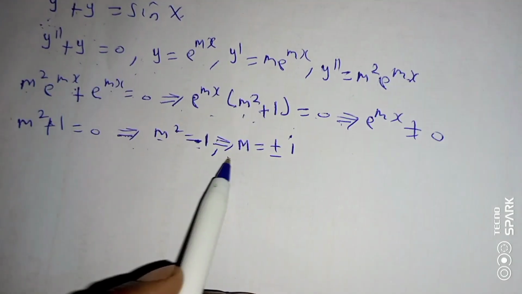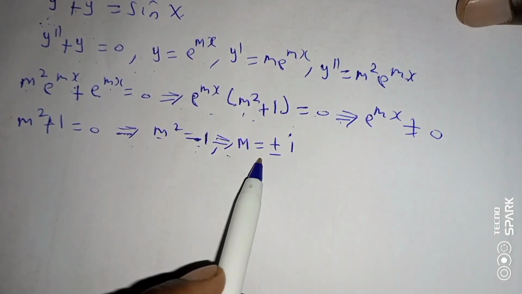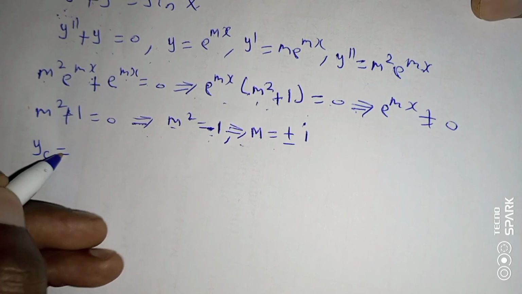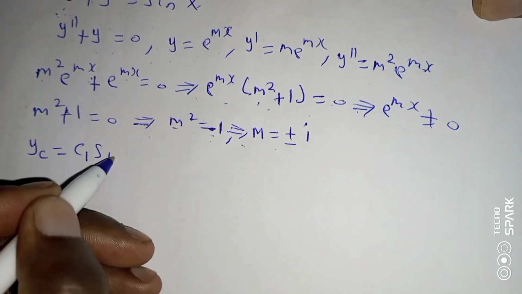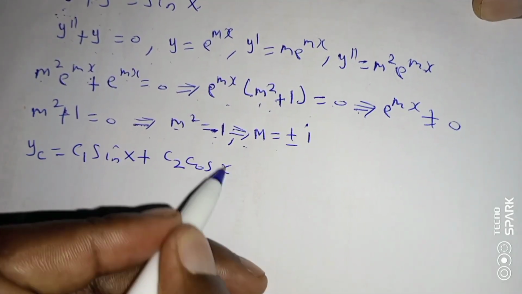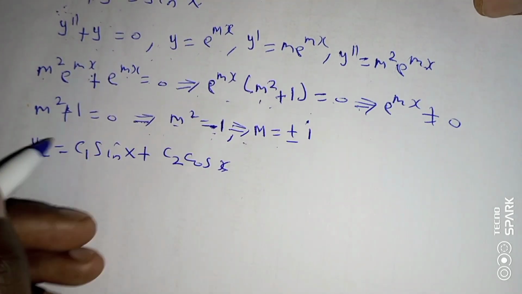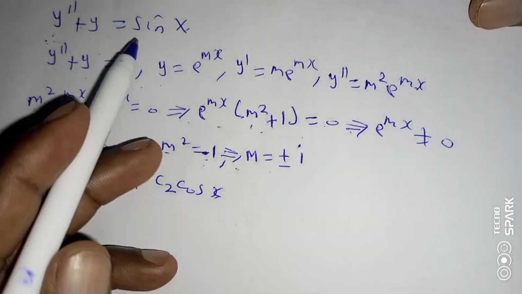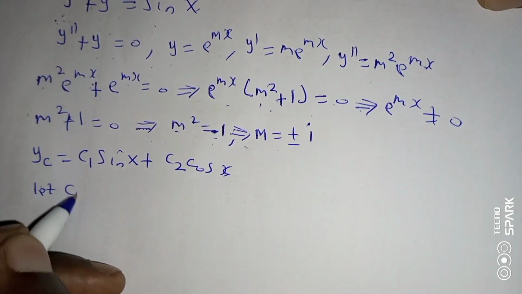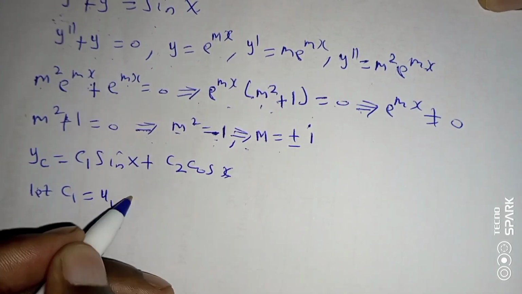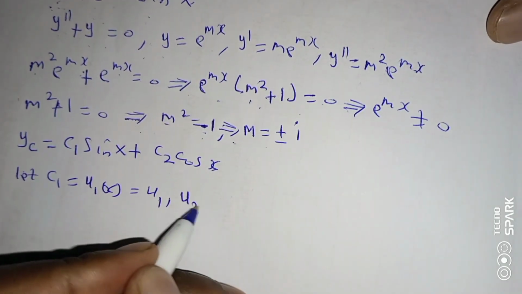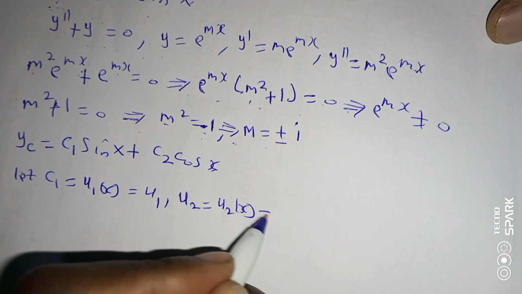When you take the square root of a negative number, you get a complex number. So then we write our y complementary, or our auxiliary equation, which is equal to c1 sine of x plus c2 cos of x. Then, by the method of variation of parameters, we are going to solve this other part. We are going to let our c1 be equal to u1(x), which is u1.